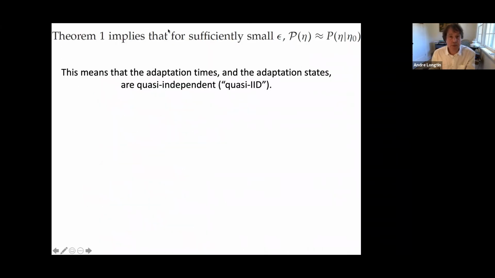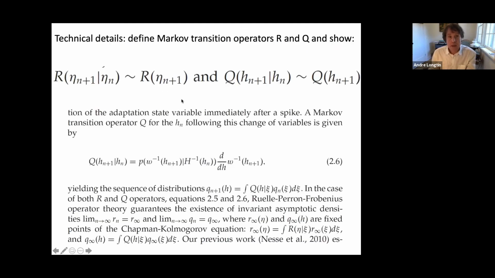And so this implies that for sufficiently small epsilon, you can replace this by that. And this means that the adaptation times, and by construction, the adaptation states, are quasi-independent. You can look more into the technical details.